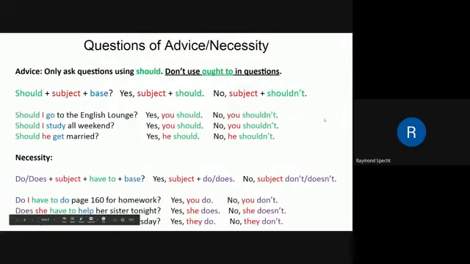Okay, I want you to take 2 minutes. Go through the slide, look at the formulas and our examples, and then we will go through this together.